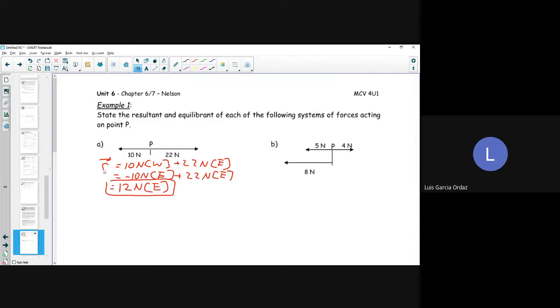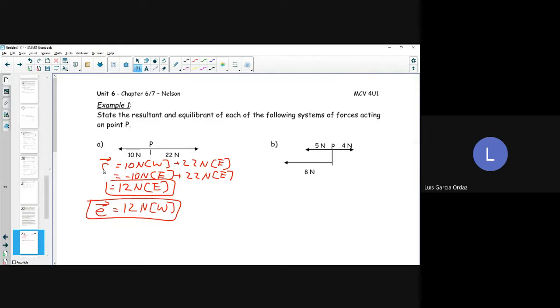So the equilibrant, remember, is the single force that opposes the resultant of the forces. So what would my equilibrant vector be? Remember, it has to be the opposite of this. So what's the opposite of east? Anybody? West. So it would be 12 newtons west. So my resultant is 12 newtons east. My equilibrant is 12 newtons west because it opposes the resultant.